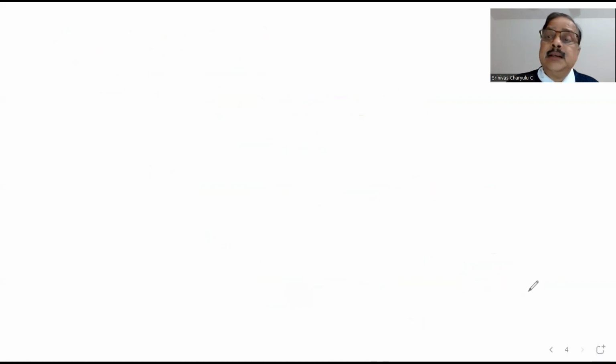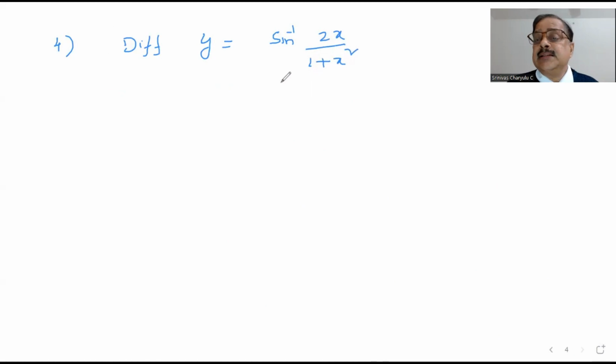So based on this inverse trigonometric, let us do a few sums and then conclude this video. Let us do first sum. Differentiate y is equal to sin inverse of 2x divided by 1 plus x square. These sums I have taken from NCERT textbook. I remember exercise 5.3, I think. Please check up. So this sum, how to do? Here, we cannot directly apply the formula. If you apply, it will become more cumbersome. So we will put one substitution here.